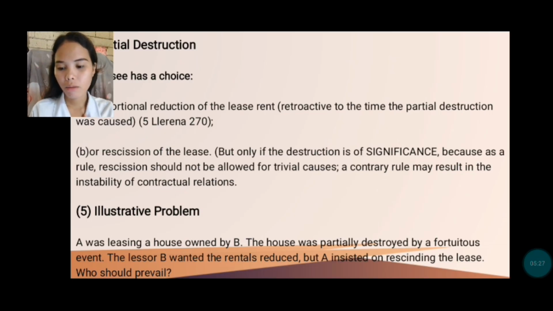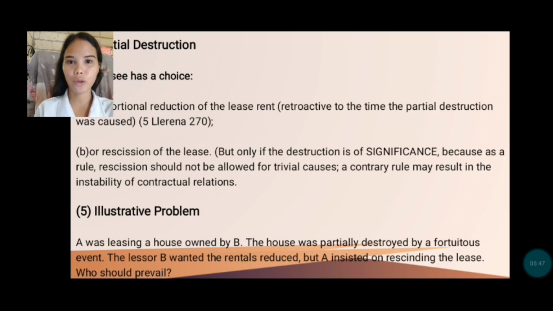Here's why. Number 1, partial destruction. Since the house was only partially destroyed, the law provides options for both the lessor and the lessee. The lessor can opt to repair the damage, while the lessee can ask for a proportionate reduction in rent. Number 2, lessee's option. However, if the lessee prefers to rescind the lease due to the partial destruction, they have the right to do so, especially if the destruction is significant enough to make the premises unsuitable for the intended purpose.